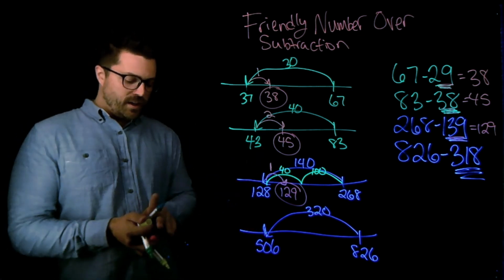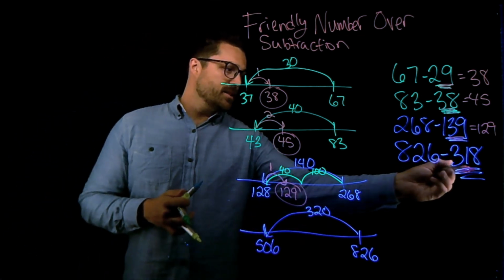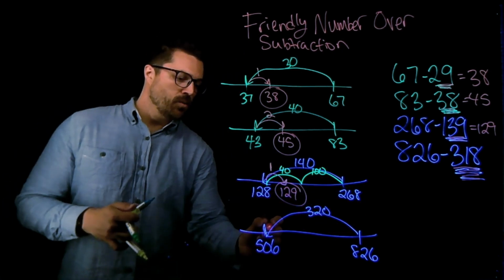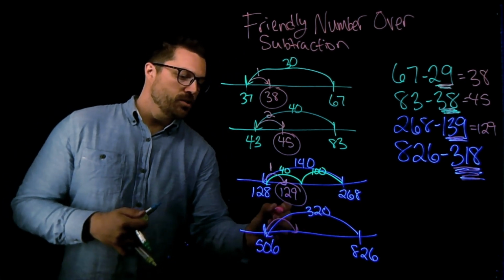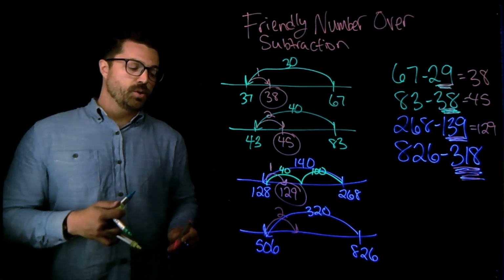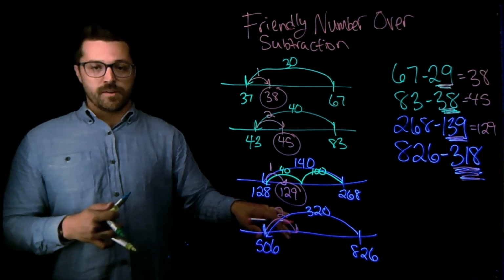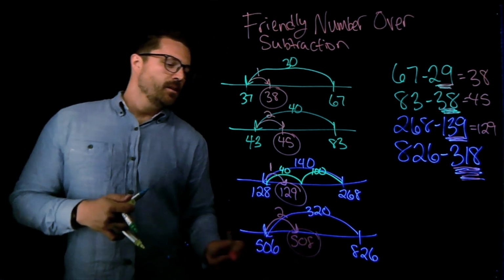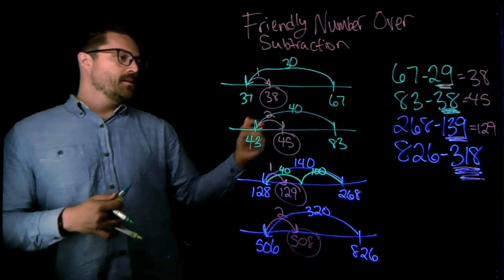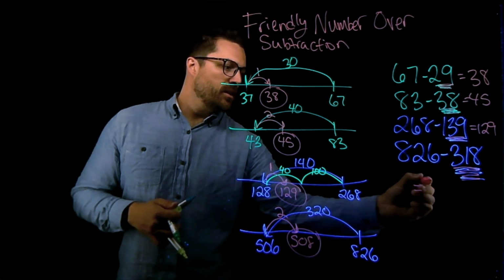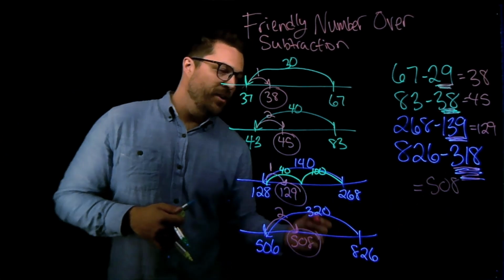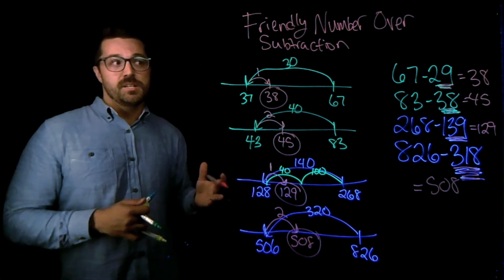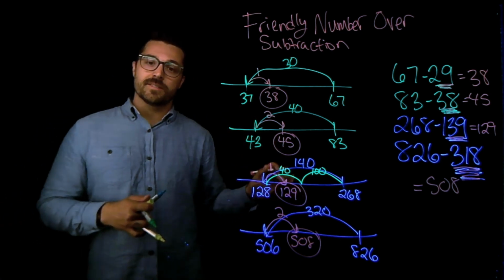We go back again in our last step and ask, how much too much did we take away? In this one, we took away 2 too much, so I'm going to make that adjustment of 2 to the right, or 506 plus 2 is 508. So 826 minus 318 gives us 508. And so that's applying that friendly number over strategy to subtraction in first and second grade.